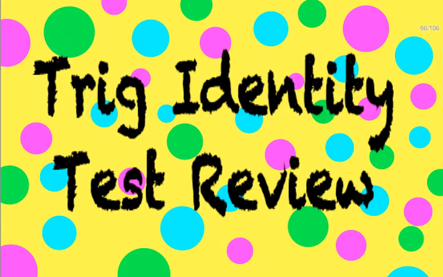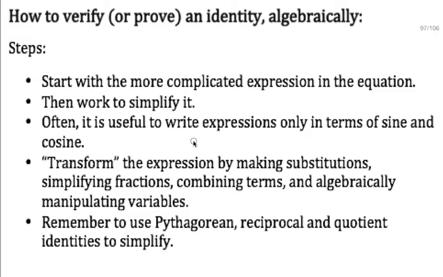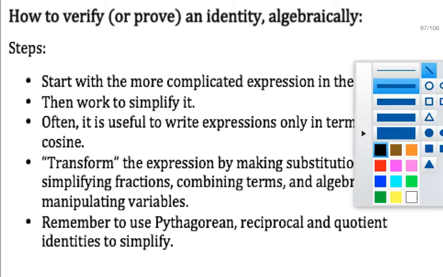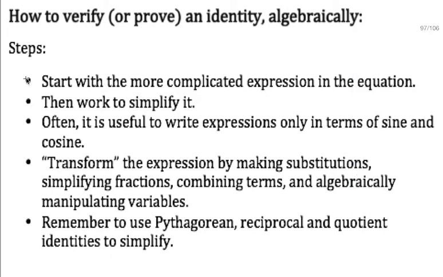All right, so before we get started, I wanted to remind you about how to verify or prove an identity algebraically. There are some steps that just make it a little bit easier to accomplish. The first step is you want to start with the more complicated expression in the equation, and then you work to simplify it. Most of the time you're going to want to put everything in terms of sine and cosine. This one is a huge deal. It will save you and make things a lot easier.